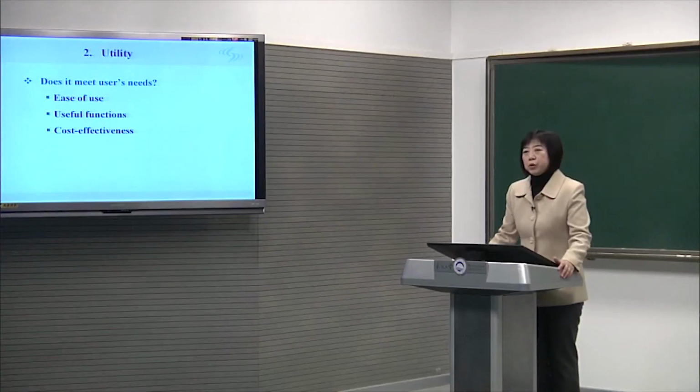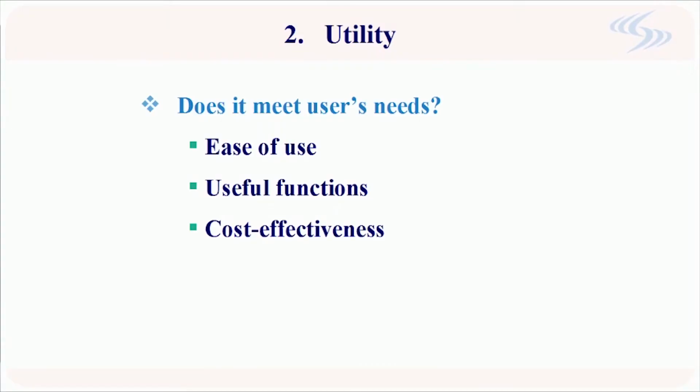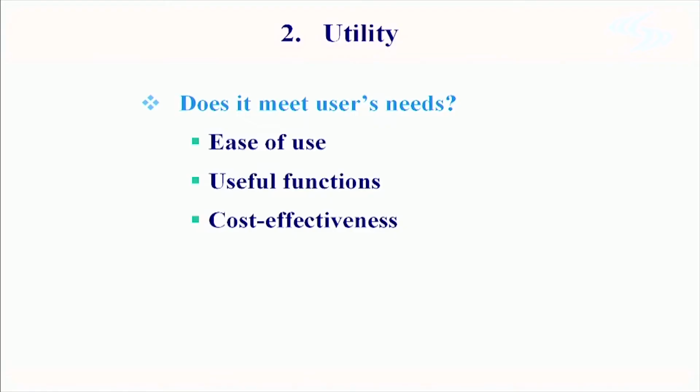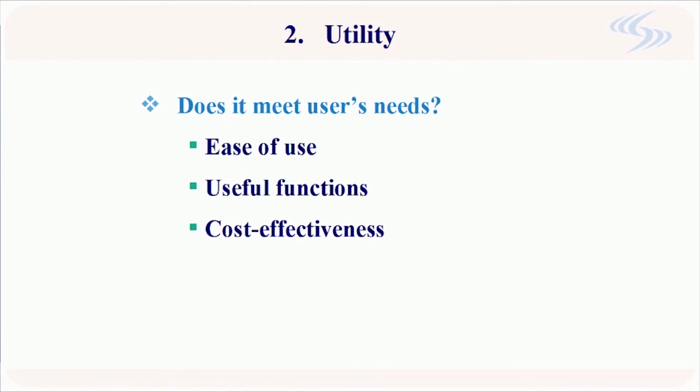Okay, the next point, utility. Utility means how the software meets users' needs. We should understand that all kinds of software are trying to solve some problems for the users. How does the software satisfy or meet the user's needs? We can judge from the following aspects, including ease of use, useful functions, and cost effectiveness. We should understand that no user would like software that is hard to learn to use.